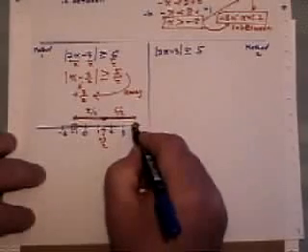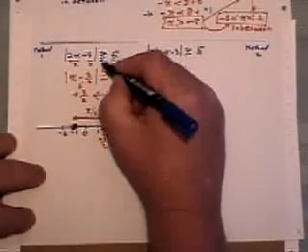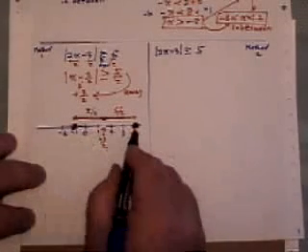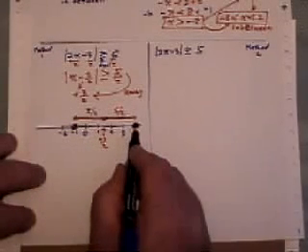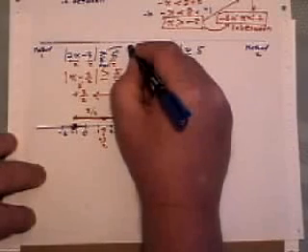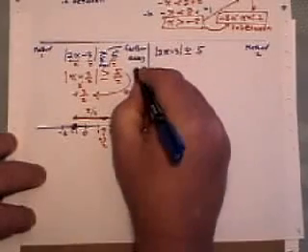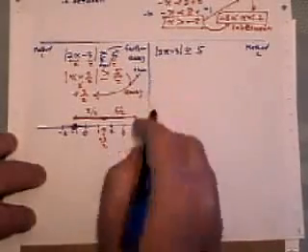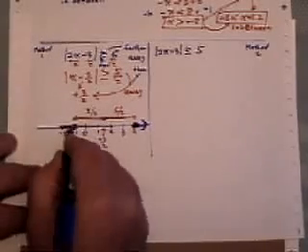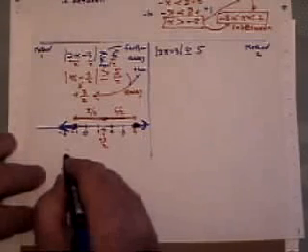Now this time, I'm going to fill these circles in, because the original question said, right here, equal. So greater than or equal to. Okay? So those are the numbers that are exactly 5 over 2 away from 3 over 2. Because it says greater than, I'm going to say which numbers are farther away than 5 over 2 is away. So it's these numbers out here and these numbers out here. They're farther away.